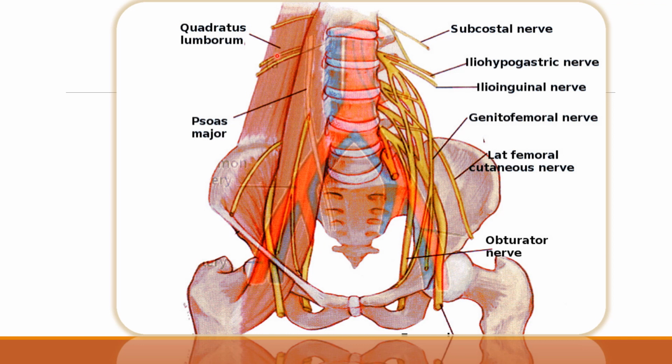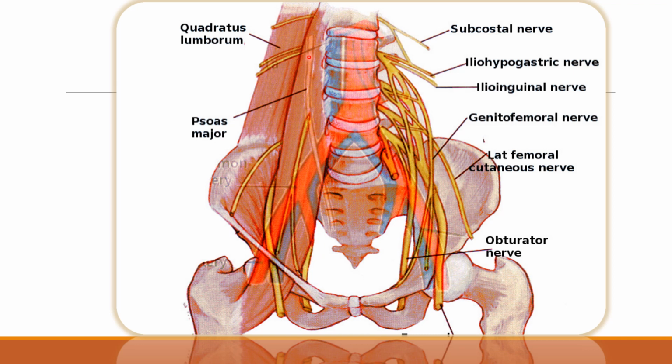This iliohypogastric nerve first pierces the aponeurosis of the transverse abdominis and passes between the transverse abdominis and internal oblique muscle. So it supplies both the transverse abdominis and the internal oblique muscle. It then enters the iliac crest. When it reaches the iliac crest, it divides into anterior and lateral branches. The lateral branch supplies the skin of the gluteal region, and the anterior branch pierces the fleshy part of the internal oblique and the aponeurosis of the external oblique and becomes cutaneous. So this is about the iliohypogastric nerve.